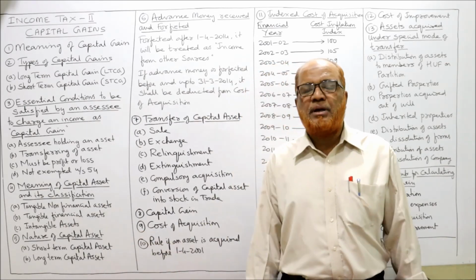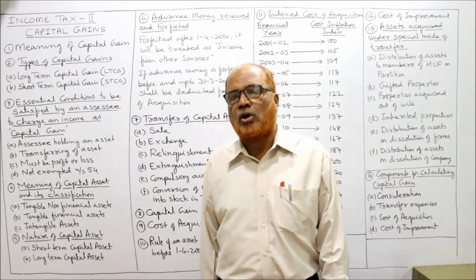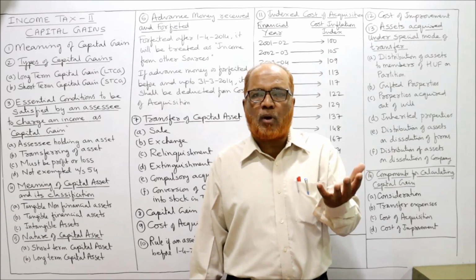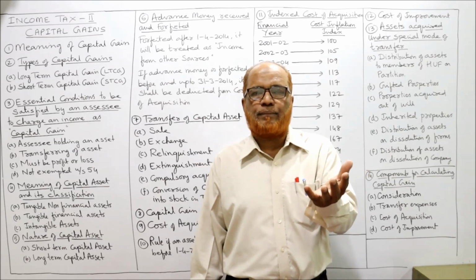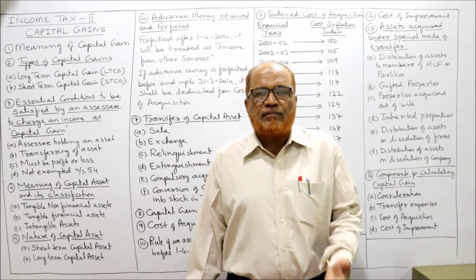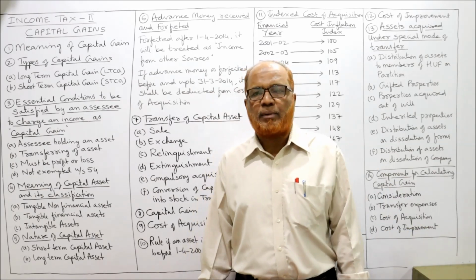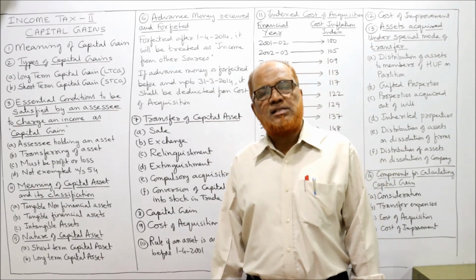Third one is there must be profit or loss. On transfer of the capital asset, there should be a profit or a loss arising. Then only it will be taxable. If there is no profit, no loss, there is no question of including it in income from capital gain. Not exempted under section 54.